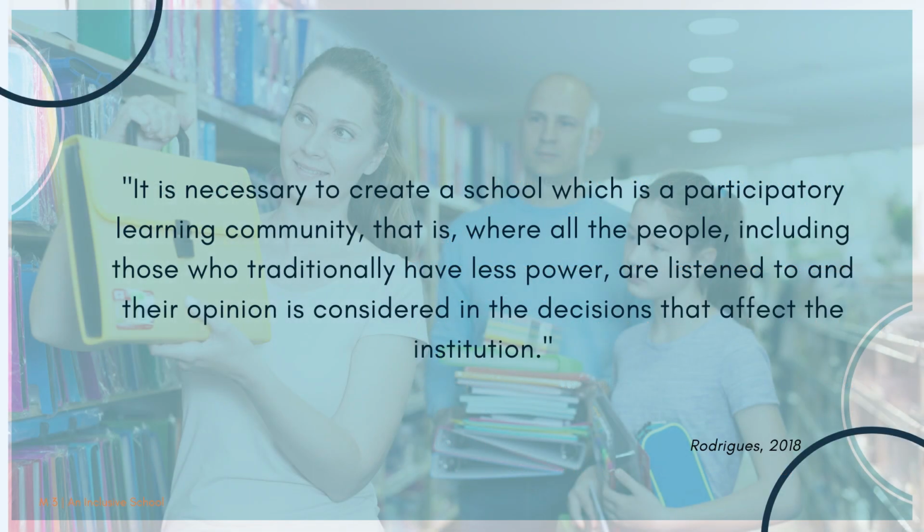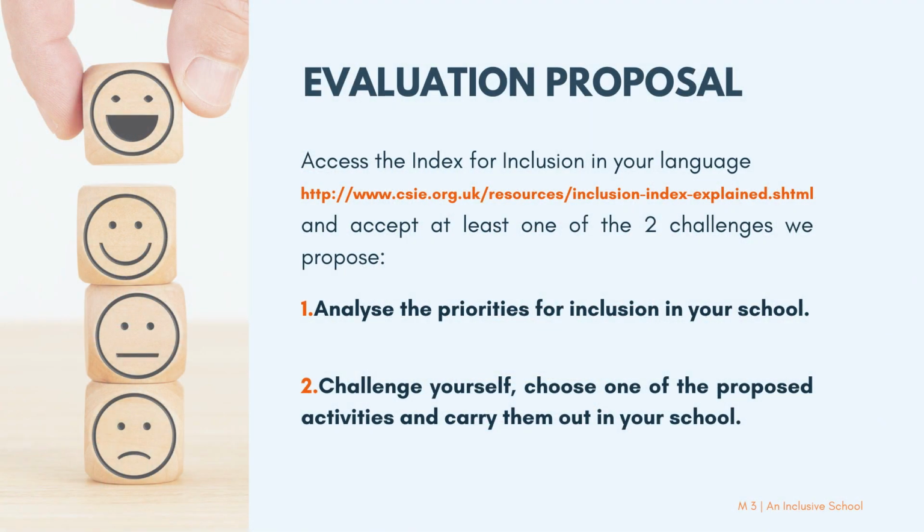We conclude this module by stressing that, without any doubt, it is necessary to create a school that is a participatory learning community. Without creating communities available to effectively listen to the other, it will not be possible to rebuild the school for the 21st century. To conclude, we suggest you access the Index for Inclusion in your language on the link below. We will include it in this video synopsis and start to do at least one of the 2 challenges we propose. 1. Analyze the priorities for inclusion in your school. 2. Challenge yourself, choose one of the proposed activities and carry them out in your school.